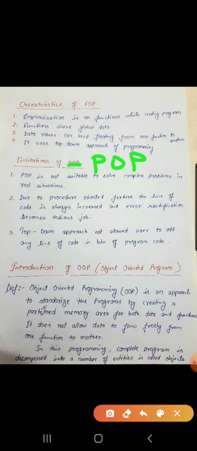Then the top-down approach does not allow the user to add any line of code in between the program code. That means due to its top-down nature, from the starting you have to start and at the ending you have to finish. You cannot add any line of code in between, because it will affect the whole program due to rescheduling. So keep in mind, whenever you do POP, you have to follow this process.